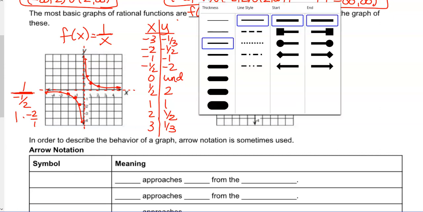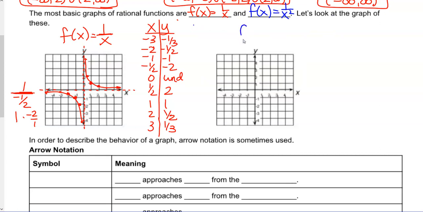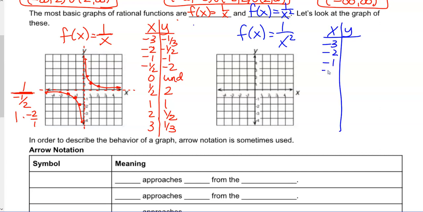Now, let's turn our attention to the f of x equals 1 over x squared function. And when I do that, again, it's nice to see a t-chart at first. I'm going to choose the same numbers. When I plug those in, the only difference is now I have to square the denominator. So when I put -3 in and square it, I get 1/9. Put -2 in there, I get 1/4.